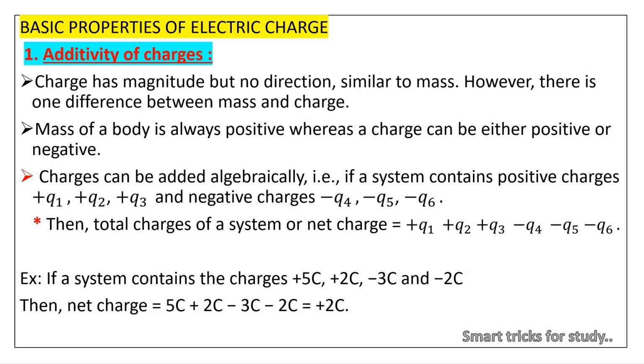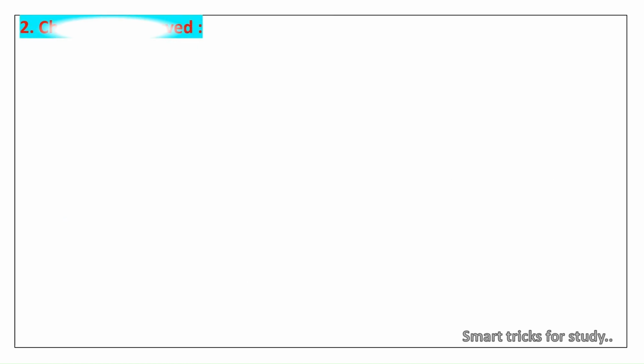-Q5 -Q6. Example: if a system contains the charges +5 Coulomb, +2 Coulomb, -3 Coulomb and -2 Coulomb, then net charge is equal to 5 Coulomb + 2 Coulomb - 3 Coulomb - 2 Coulomb = +2 Coulomb.